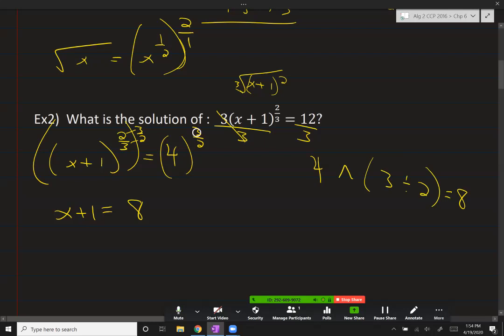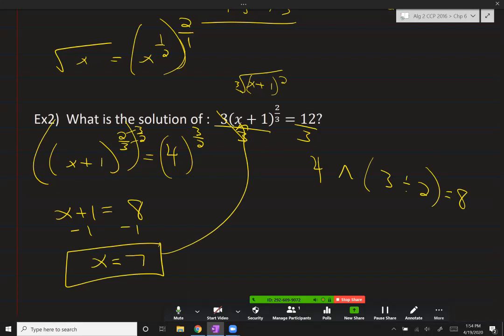So remember, it's the power over the root. So what we'd like to do is take the square root of 4, which is 2. 2 to the 3rd power is 8. Subtract the 1, x equals 7. And that means if I plug 7 back in way up here, we'll be in good shape. Right, so that's the new way of looking at the same thing.